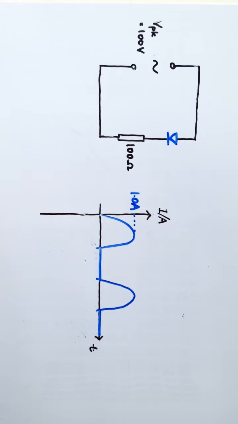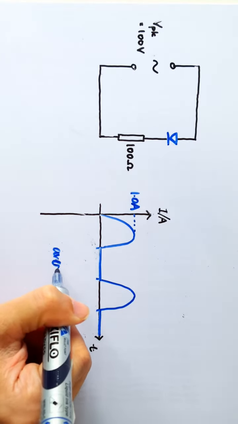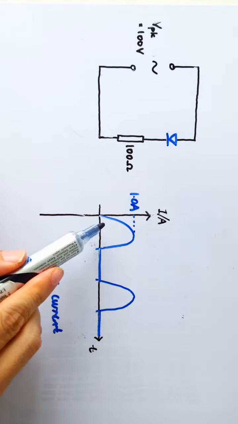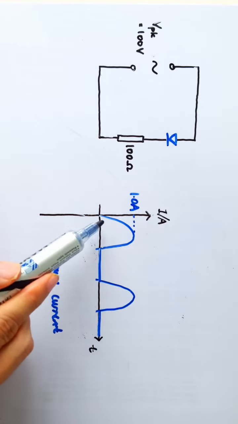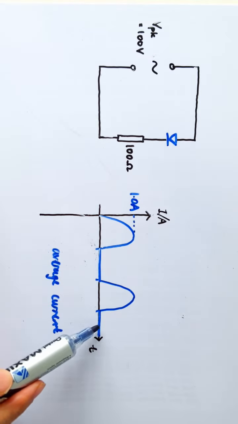And the question asks us for the mean current, the average current. So what is the average value for a current that's varying like this? It goes from 0 to 1 to 0, and then 0, and then 0, and then 1, and then 0, and then 0, and then 0.